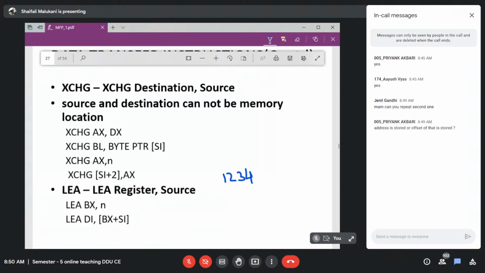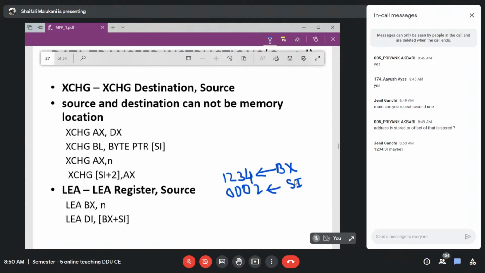Address is stored, or offset. See how address and offset are different, Priyank. How are address and offset different? Okay, wait, Jenil, I'm coming to your point. Let me complete the doubt of Priyank. How are address and offset different? Tell me what is in your mind regarding offset and address. Suppose this is the content of BX. This is the content of SI.